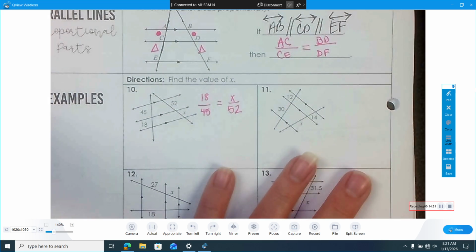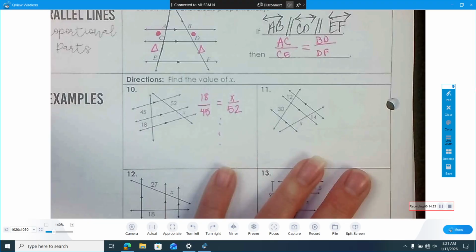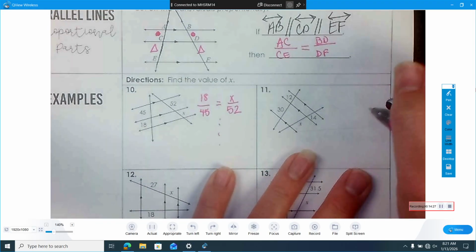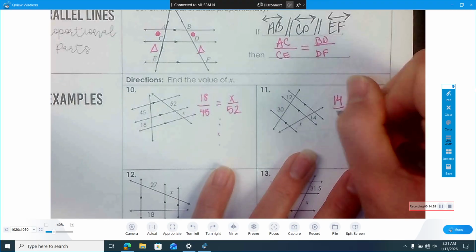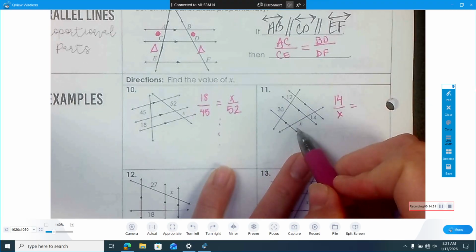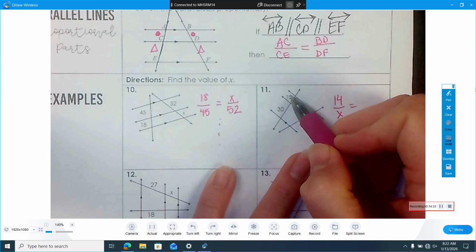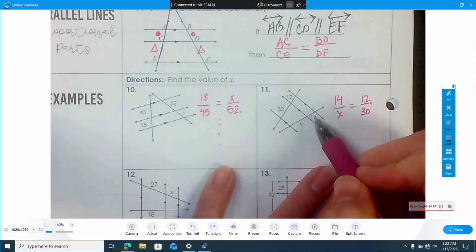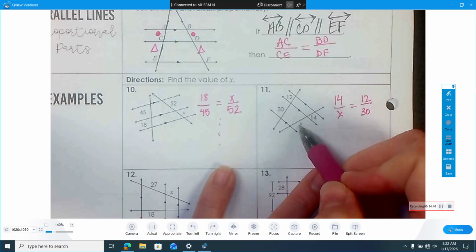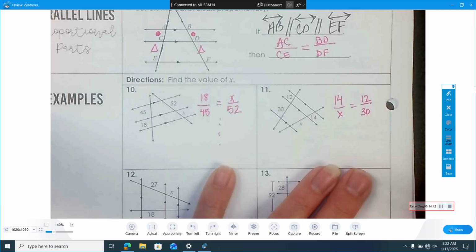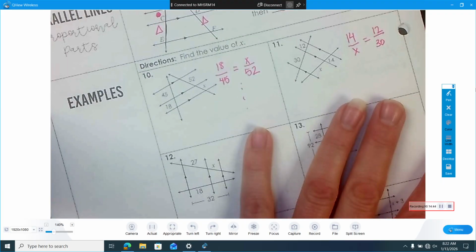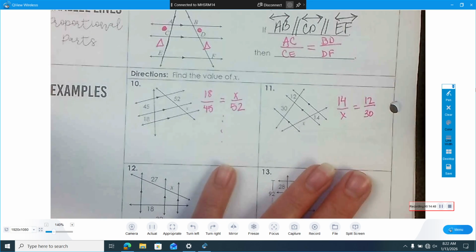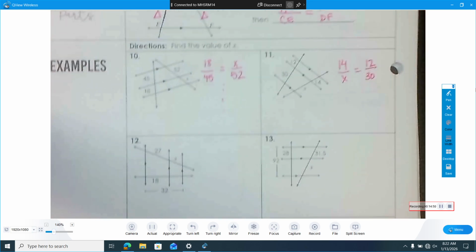All right, number 11, how would we set that up? Or what's one way we could set it up, really? 14 over x and 12 over 30? Yes. 14 over x is equal to 12 over 30. And so on that one, you went sort of top over bottom and top over bottom piece. If you imagine I'm turning my paper a little bit. Top over bottom, top over bottom. That works. Perfect.